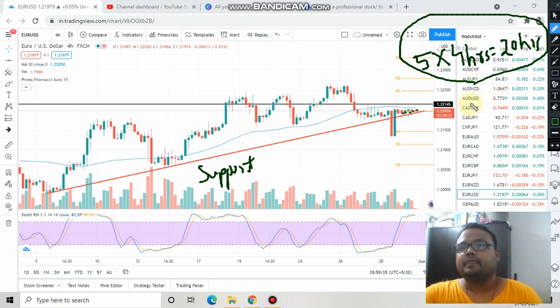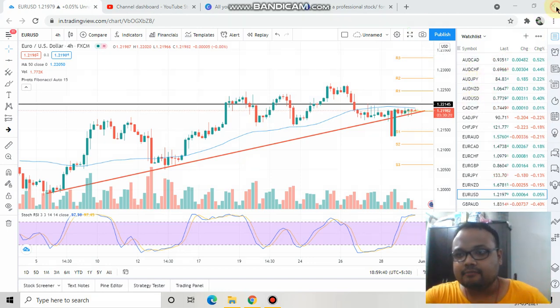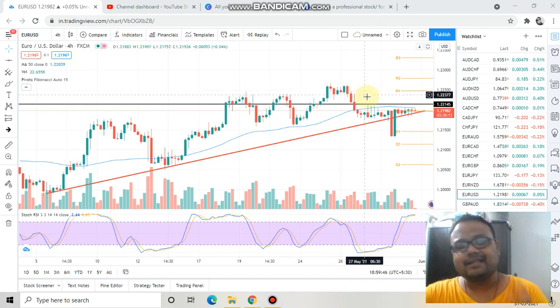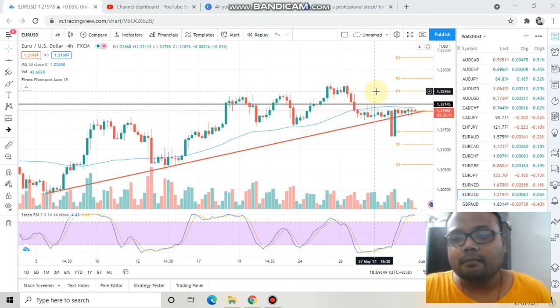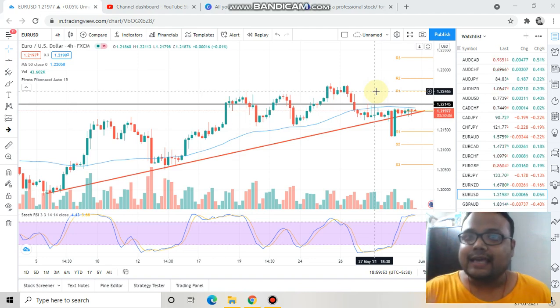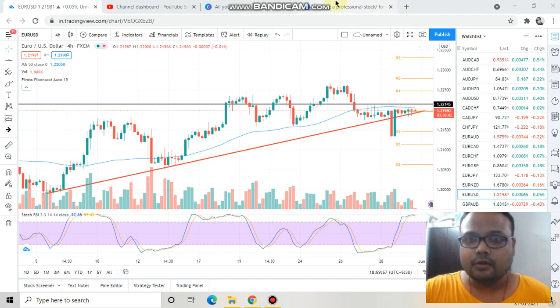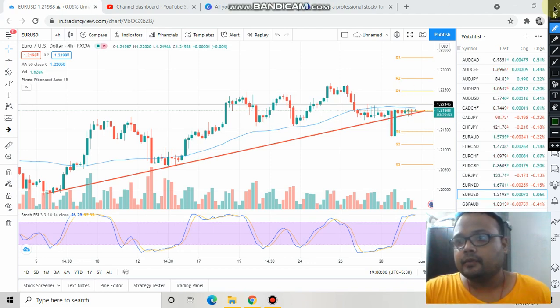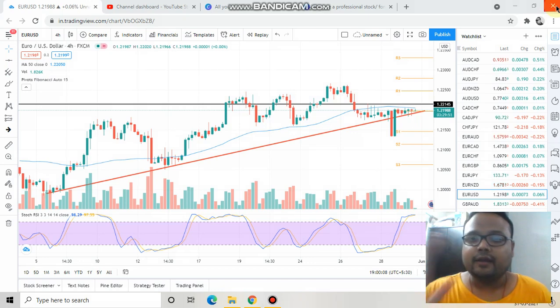Still there is no movement, which means that buyers are not that powerful. Right now buyers are there in the market, but they do not have the power to take the price upward. Though market is lying at the support, market is respecting the support. You can see that market is respecting the support, but still there is no upward movement. Market is totally dead.